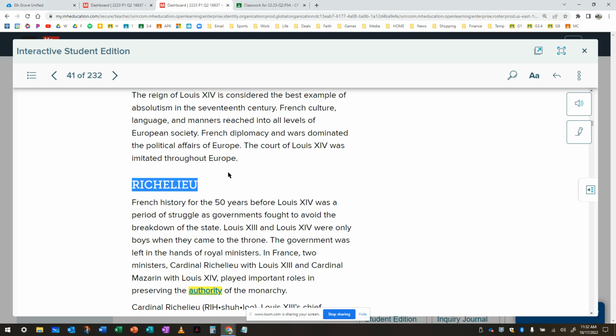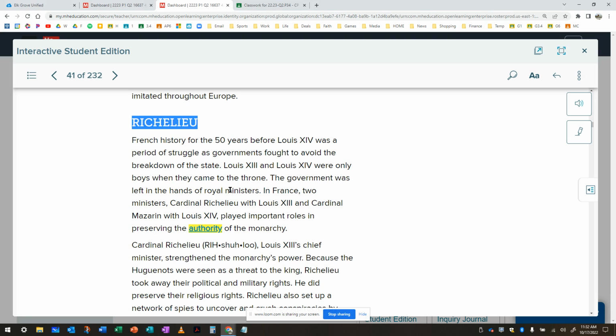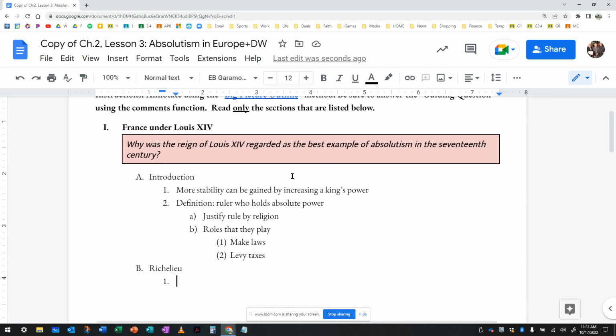Then from there, go ahead and read about how Richelieu becomes really important in the administration of King Louis XIV and what he did in regards to increasing his power. But again, our goal is to write down only things that are related to King Louis XIV and how he best demonstrates all of these particular roles. So you'll continue, write down items that are here, and then add notes that relate to the thesis, to the question, and continue to move on.